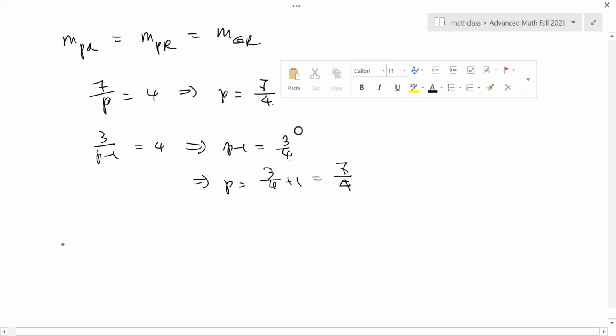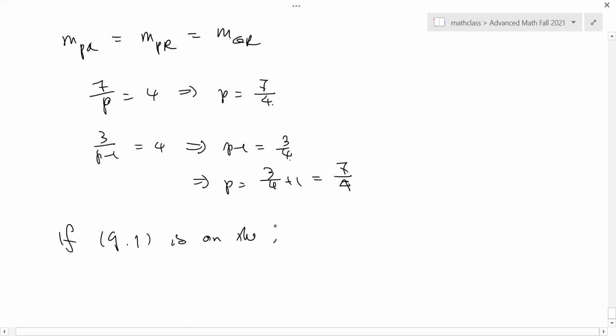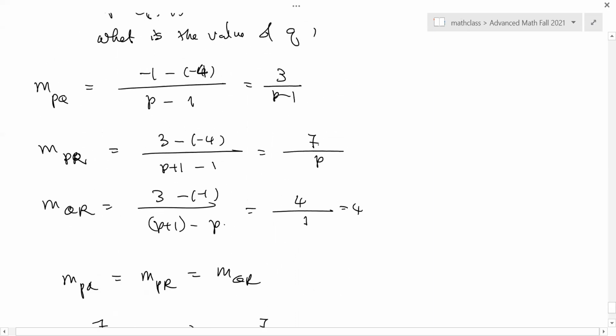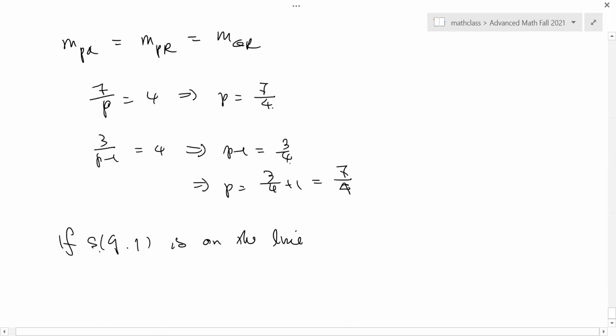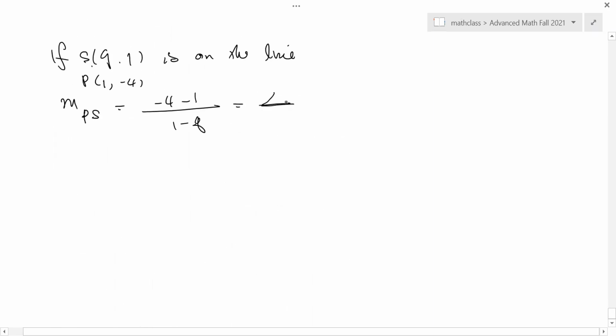Now, how about q? We say if Q(1, q) is on the line, you can use any of the points. Now this is P, Q, R, and this is called S. So this is another point on the line. So you just need to find the slope between P and S. P has coordinates 1 and negative 4, right? So that's going to be negative 4 minus q over 1 minus 1. What is the slope? The slope is 4. Because it's on the same line, the slope determined by P and S should be the same, right? So that's going to be negative 5 over minus q equals 4.